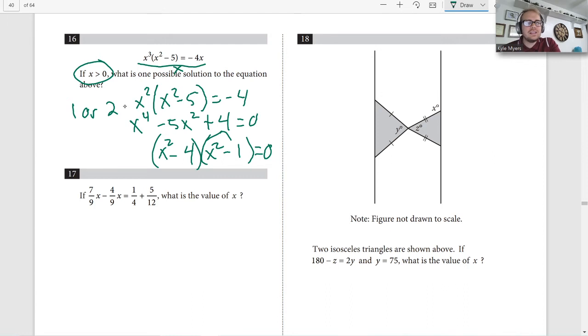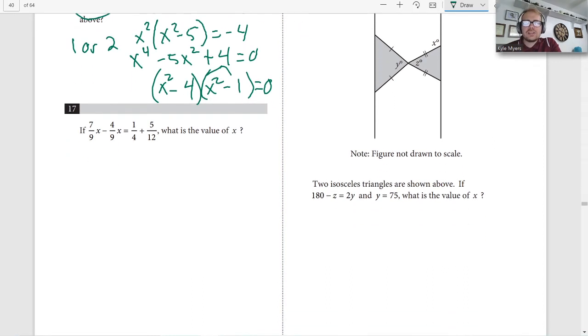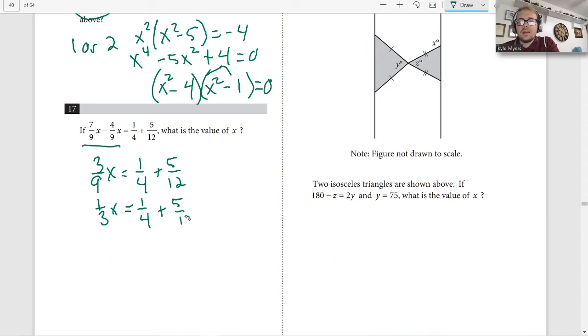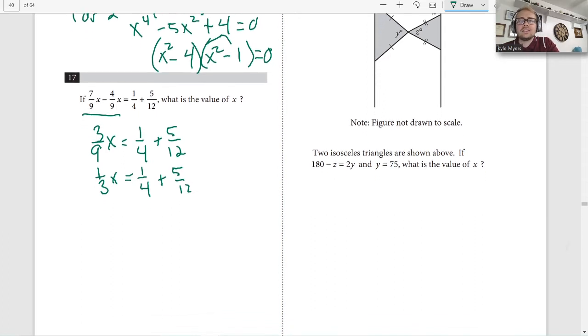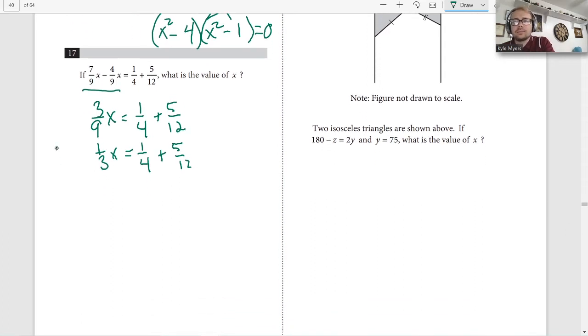All right, number 17. There's just a ton of fractions, but before you try to just multiply everything by the least common denominator, these already have a least common denominator, so just go ahead and put those together first. That's 3/9 x, 1/4 plus 5/12. I'm not even going to try to add those fractions, because once I have this, I can simplify it. And then my LCM is really easy. My LCM now is actually just 12.